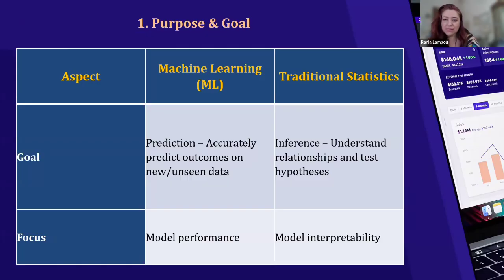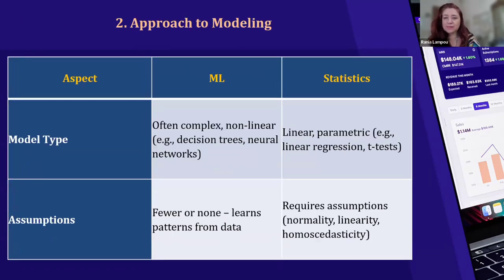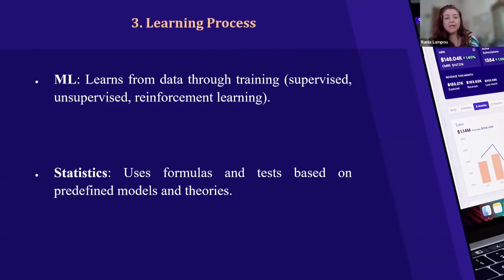What about the focus? Traditional statistics, the focus here is model interpretability. Machine learning, the focus is model performance. In terms of approach to modeling, traditional statistics focus on linear parametric models, for example, linear regression or t-tests. Now with ML, we have more complex, non-linear tasks. And in terms of assumptions, statistics requires assumptions, normality, linearity. With ML, we can learn patterns from data. In terms of learning process, statistics uses formulas and tests based on predefined models. On the other hand, ML learns from data through training, supervised, unsupervised or reinforcement learning.